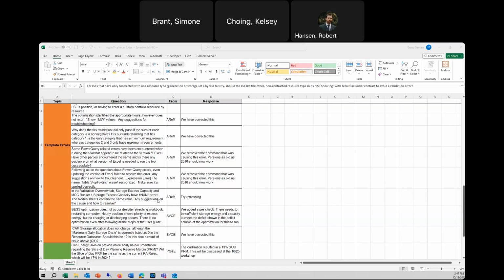Best optimization does not occur despite refreshing the workbook and restarting the computer. Hourly position shows plenty of excess energy, but no charging or discharging occurs. There is no optimization even after following all the steps in the user guide. What's going on?